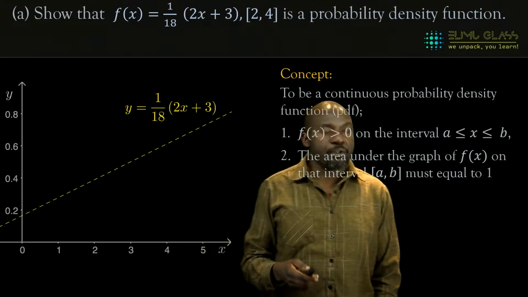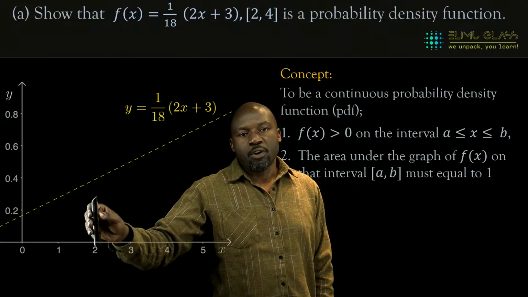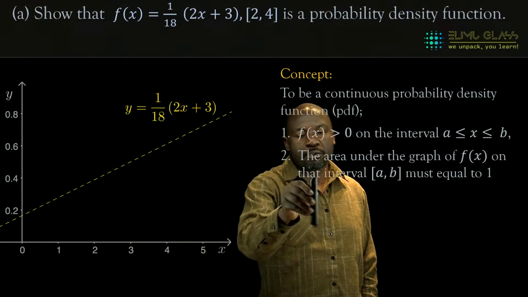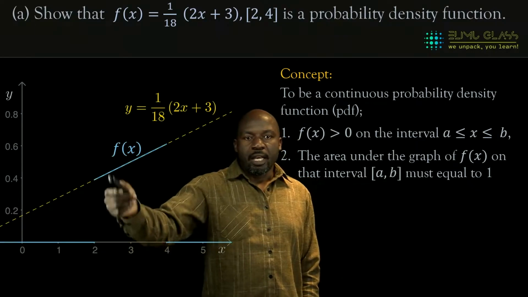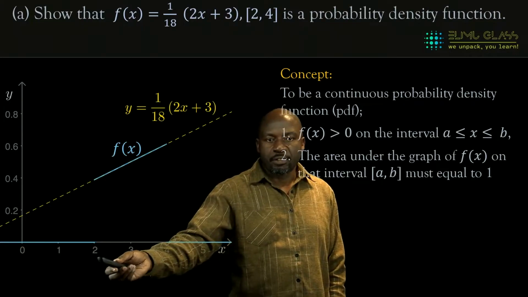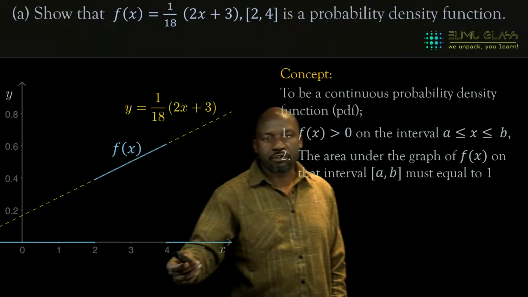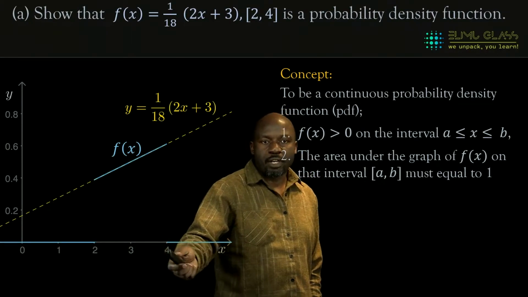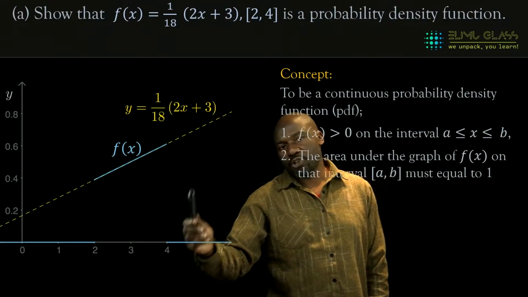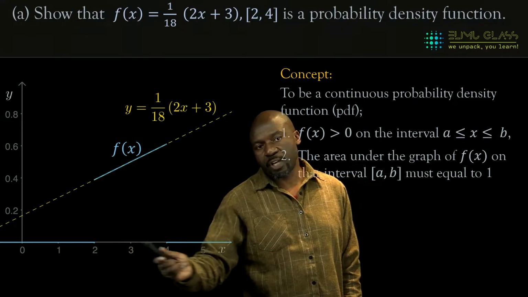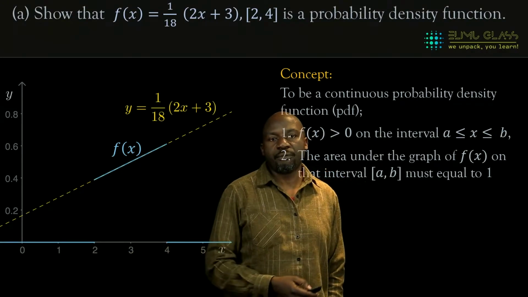If we try to restrict the domain, that means we ignore any value of x below 2 and any value of x above 4. So for values of x below 2, we want the function to be 0. So we get rid of the function there. And for any value of x above 4, we also want the function to be 0. So the function only exists between 2 and 4, like that. So this blue line there will represent our function f of x.